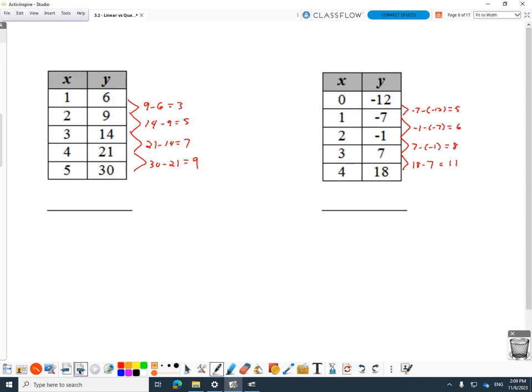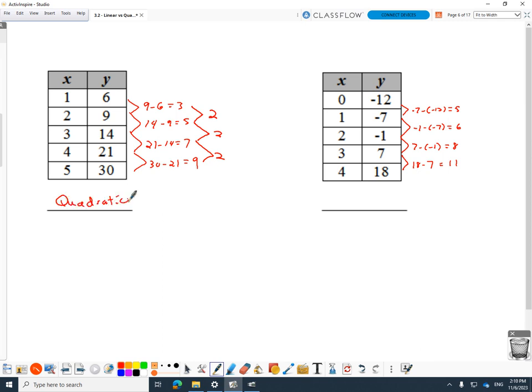Let's check this one. There's the first differences. They're not all equal. But are they going up by the same amount every time? How much to go from 3 to 5? 2. 5 to 7? 2. 7 to 9? 2. That's a quadratic. So you get 2 shots at it.